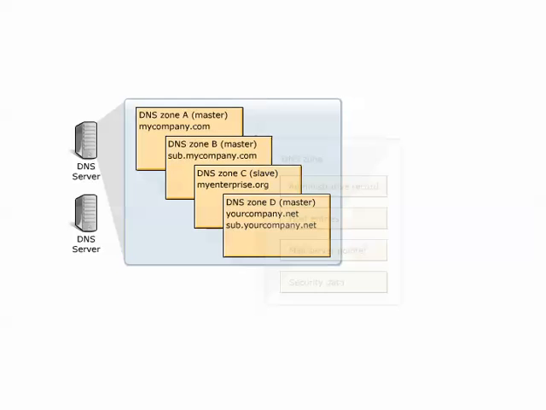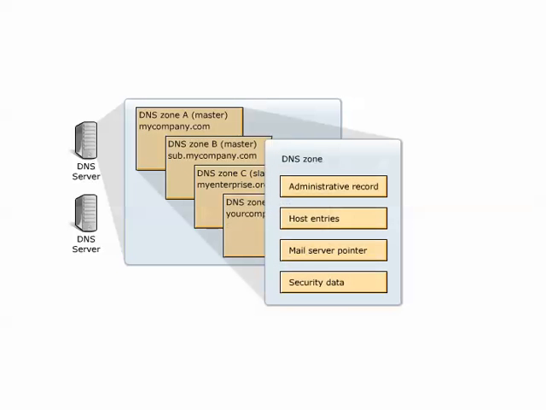A zone contains several types of data. The administrative record contains information about master and slave servers for this zone, email address to the administrator of this zone, and some timers and version numbers that apply to the zone data, like expiry time for a cached data. Most of the data is stored in the host entries. There are two different host entries in the DNS database: a forward entry mapping host name to the IP number, and a reverse entry that maps the IP number to the host name.